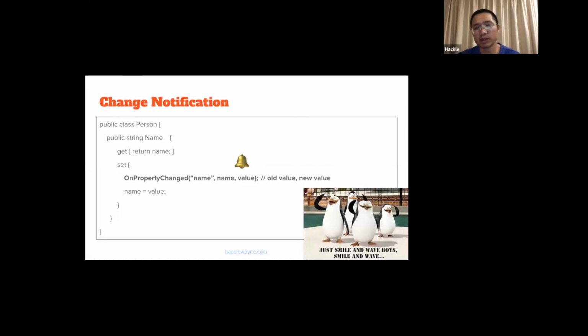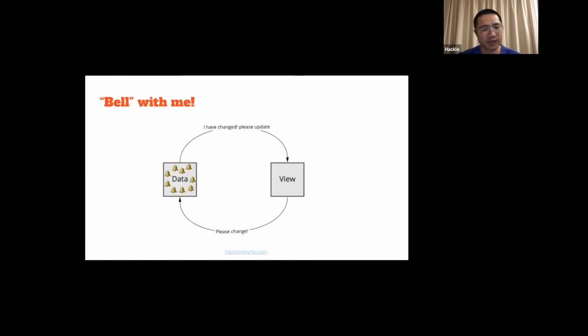To make it even worse, if we have complex data structures, we also have to account for child properties and grandchild properties. You see my point, right? It's a good idea, but it's very painful to implement. So if you bear with me, all the bells that try to tell the view to update could get really messy.